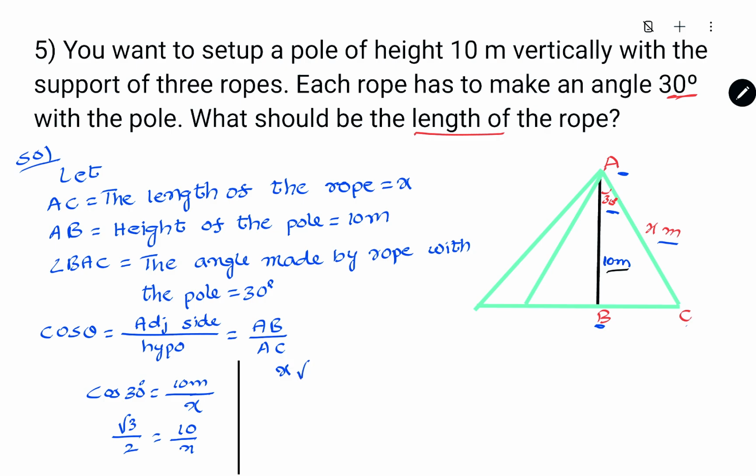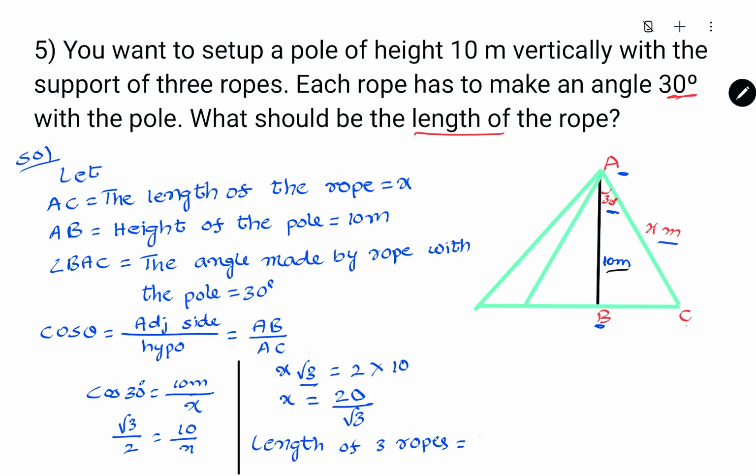X root 3 equals 2 into 10. Here this root 3 we transpose from LHS to RHS, then it will divide the RHS. 2 into 10, 20 by root 3. This is the one rope length. We need here the length of 3 ropes.